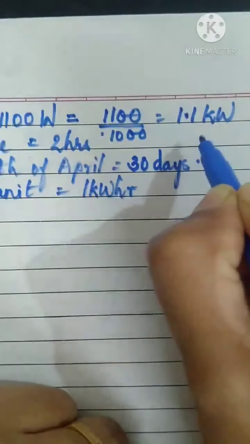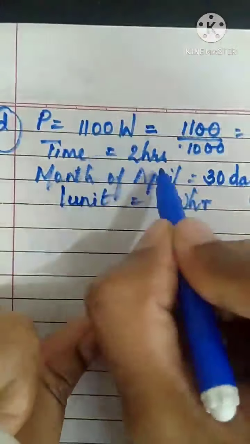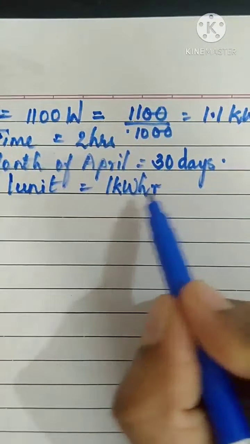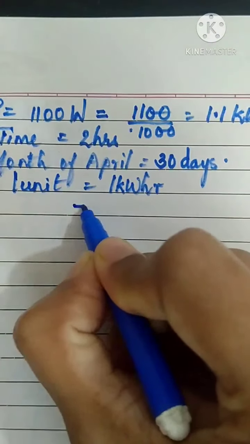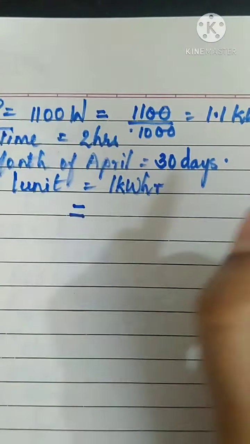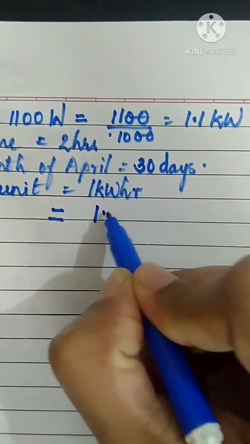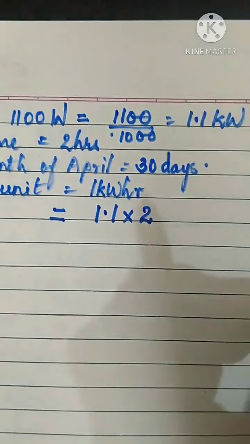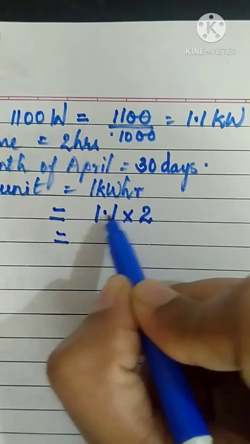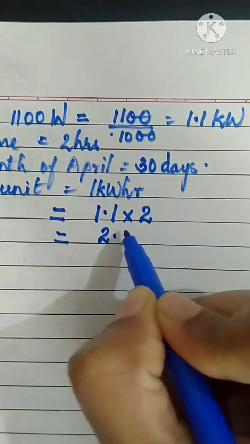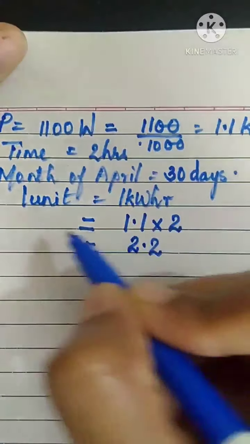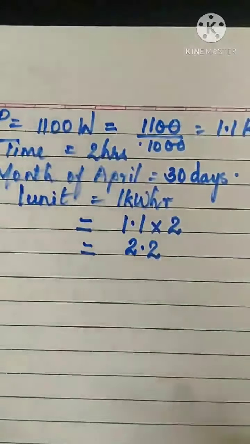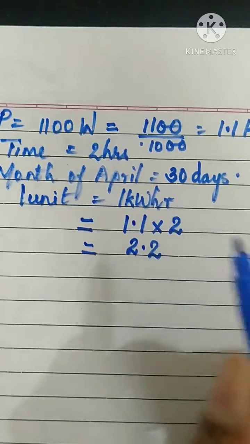Half the work is over. Now this time is already given in hours, no? So good thing, we don't have to convert it into seconds and all. We want it in hours only. So let us substitute here. How much kilowatt did we get? 1.1, and hours is equal to 2 hours. So what is the unit? Multiply 1.1 into 2, 2.2 units. We got 2.2 units. Okay. So that is the units for 1 day.